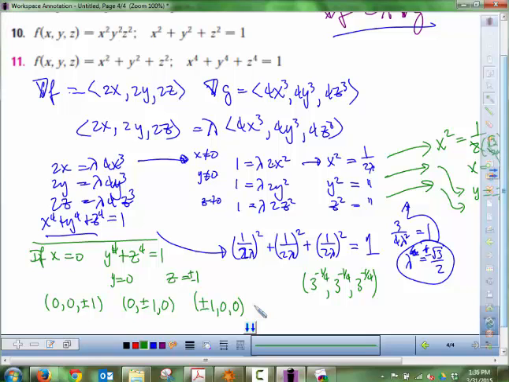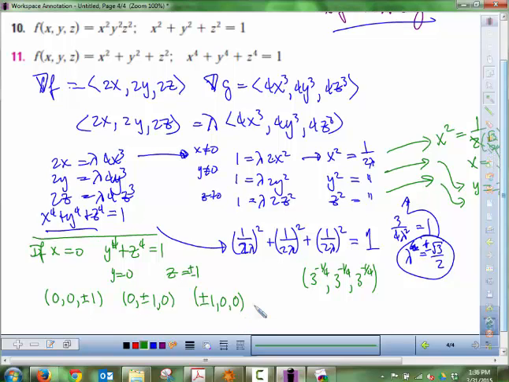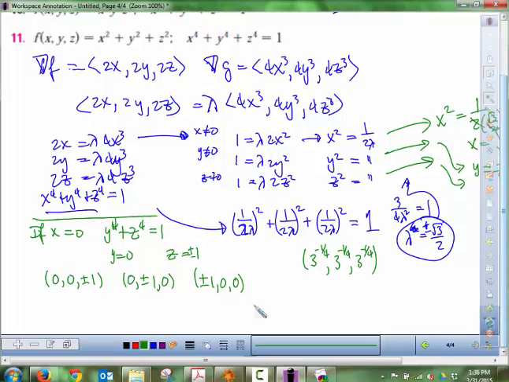So now the next thing to do is put them into the function to figure out which ones are maximums and minimums. And the function is x squared plus y squared plus z squared. So f of this is going to be 0 plus 1, whether the z is positive or negative. And then f of these next two choices would also be 1. And similarly for this.